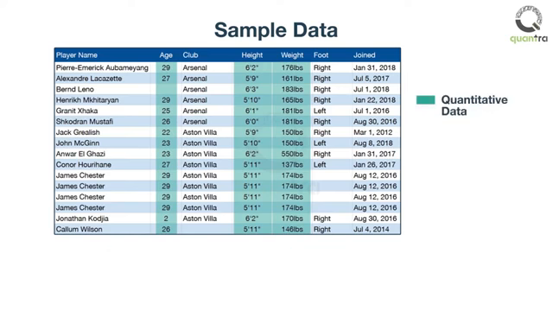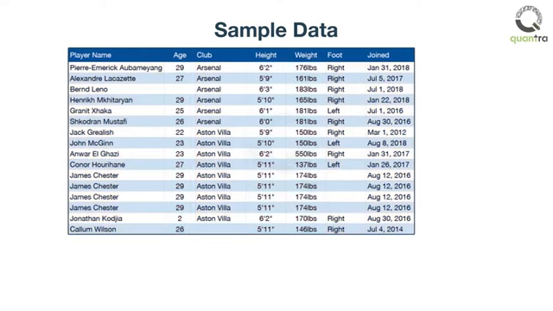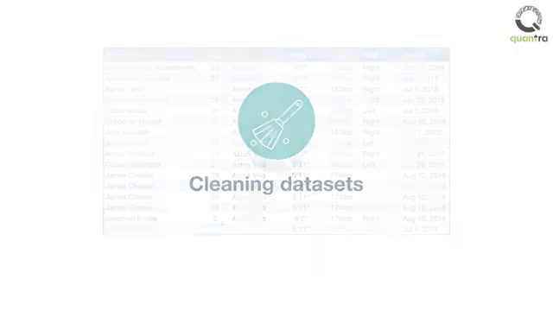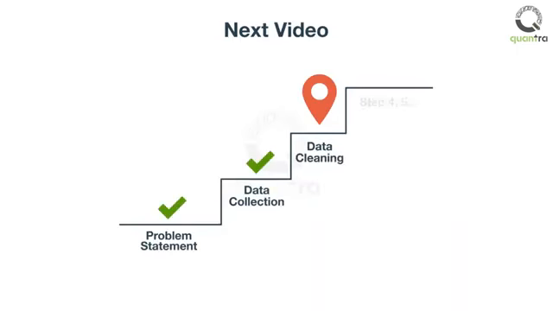Other attributes, such as name of the player and the club, provide more information about the player. Measurements and analysis for these are done differently from those done with quantitative data, like height and weight. This type of data is known as qualitative data. In any dataset, you can encounter both quantitative and qualitative data. You need to clean the dataset to make it suitable for further analysis. In the next video, you will learn to clean the datasets.